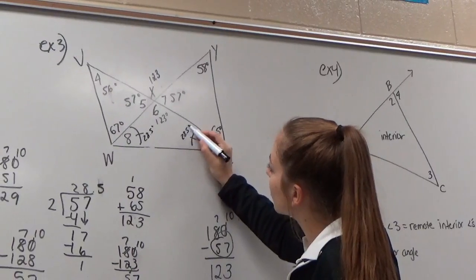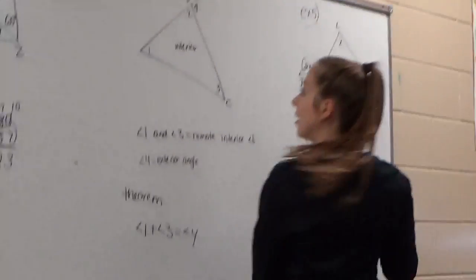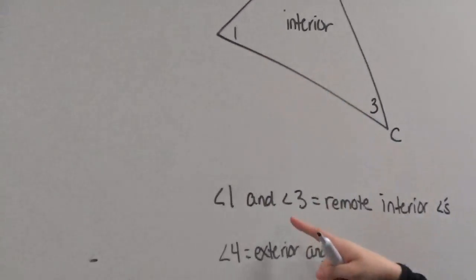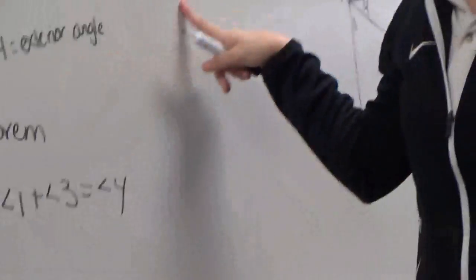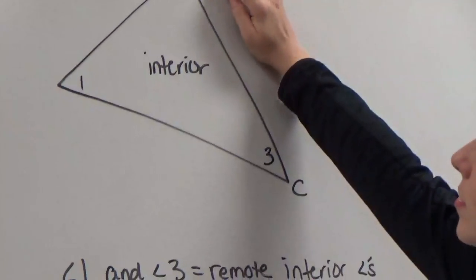This one's a little bit tricky. You have to do a lot of stuff to get it. This says that angle 1 and angle 3 equal remote interior angles. Angle 4 is an exterior angle. So I'm going to explain what that means. Remote interior angles: angle 1 plus angle 3 is equal to angle 4. That's basically what that means.